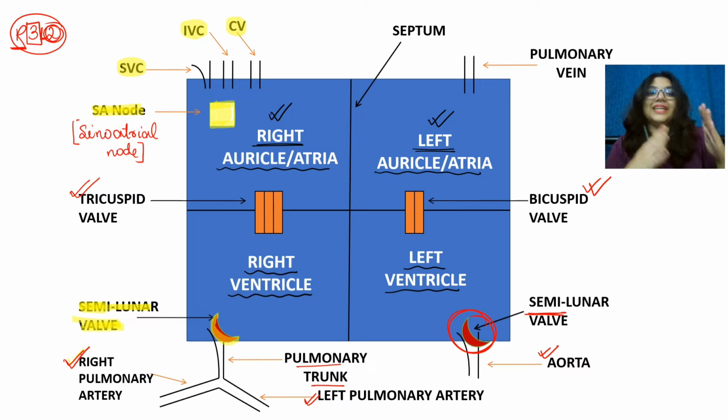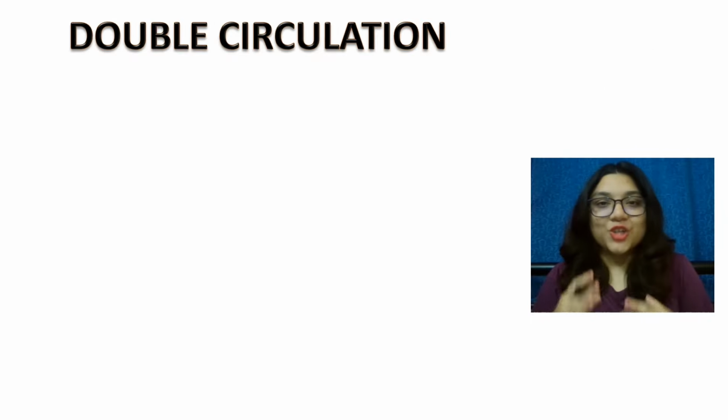And overall, the left and the right side of the heart is separated by the septum, which is a partition between them. So this is the basic structure of the human heart. Now, based on this, we are going to study the process of double circulation. So talking about double circulation, what is it?